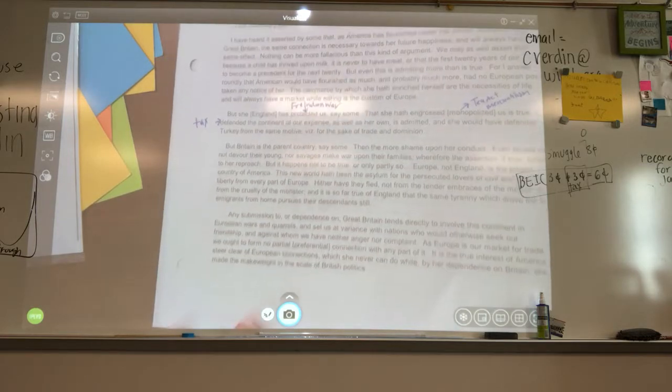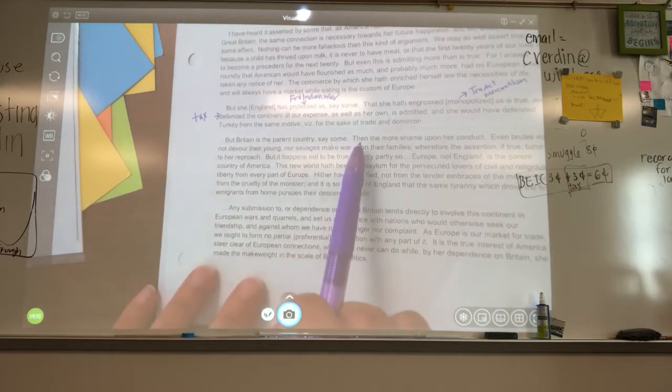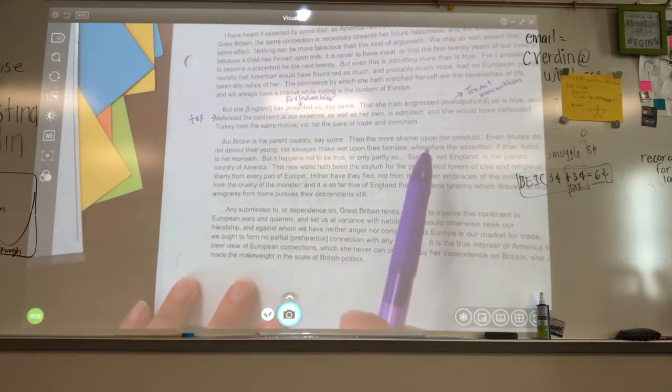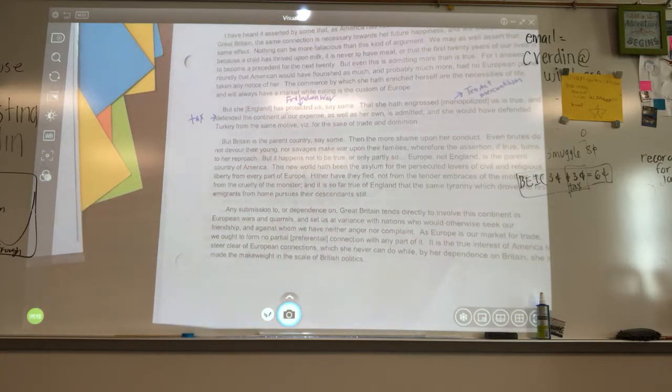Okay, let's look at the next paragraph. "But Britain is the parent country, say some, then the more shame upon her conduct. Even brutes don't devour their young, nor savages make war on their families." Okay, is that reason, enlightened, or is that inflammatory, egging on the war? It's egging on the war because he's like, look, England's an animal, right? She's fighting amongst her family, devouring their young. Even animals don't devour their own young. Okay, this is like, it's getting out there, okay?